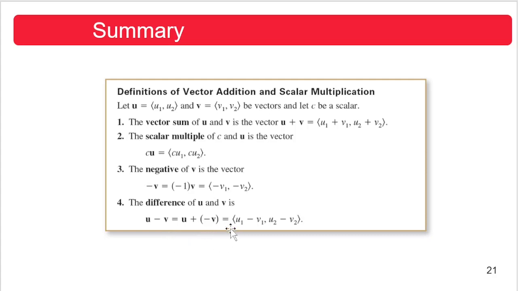The difference of the two vectors U and V is obtained by subtracting their respective components. So U1 minus V1, U2 minus V2.